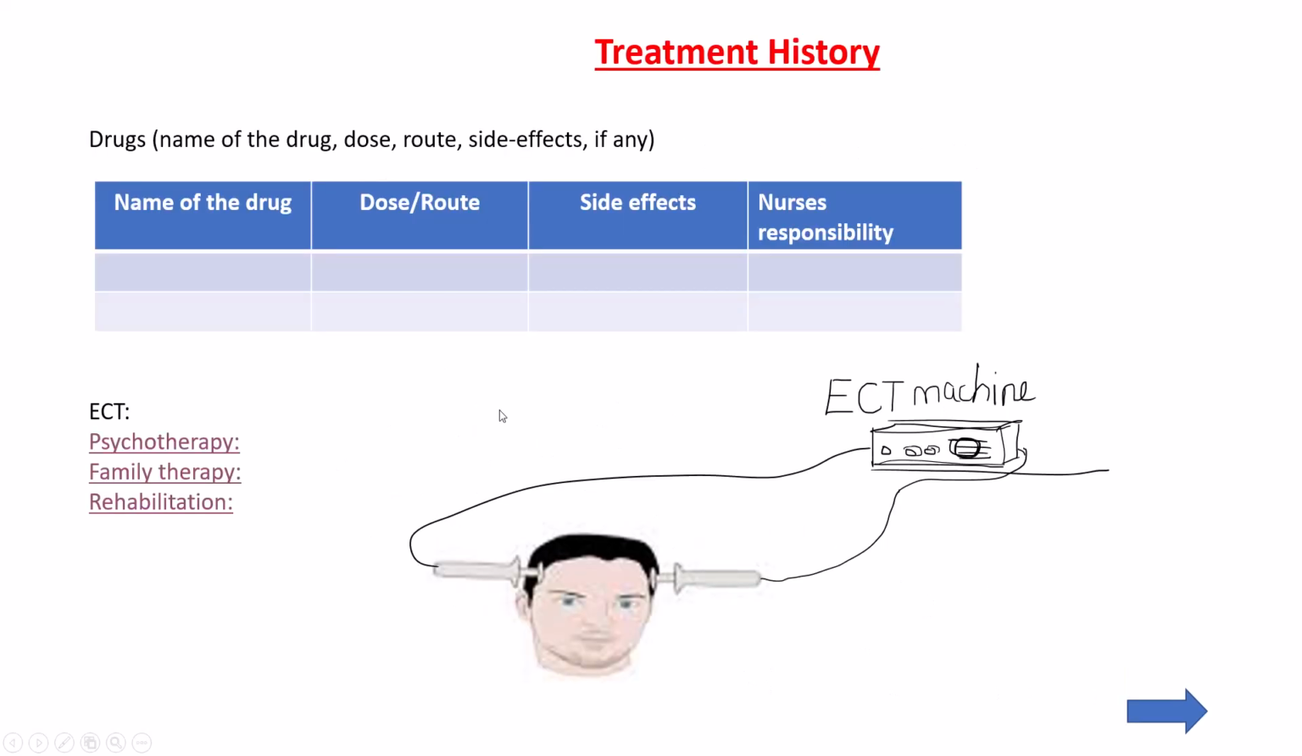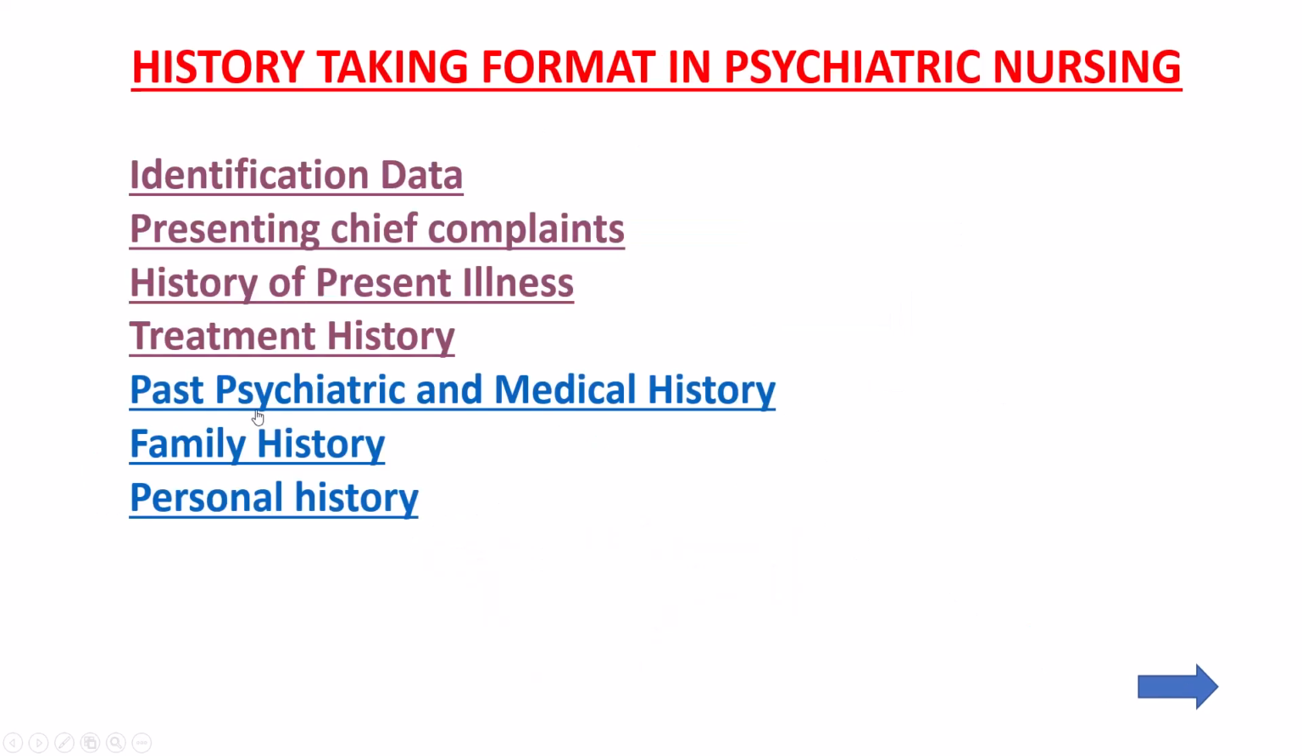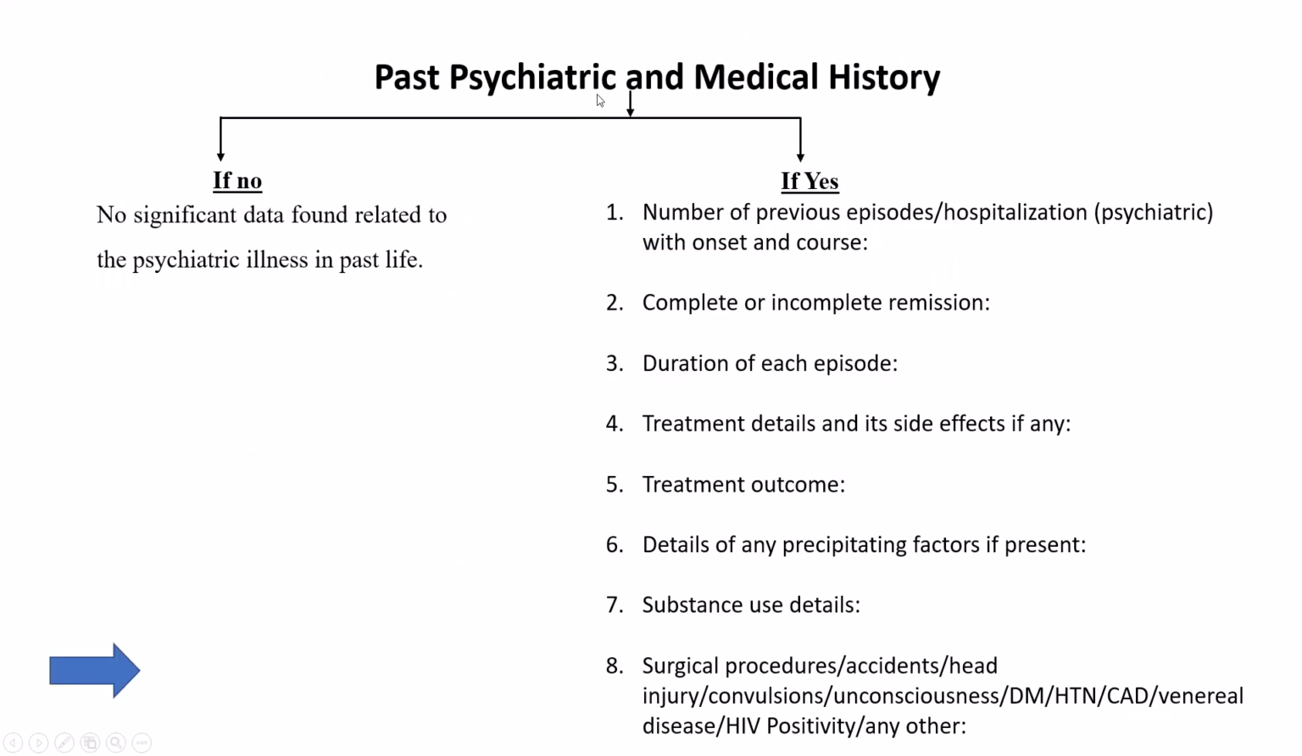And next, treatment history is over. Next is past psychiatric and medical history. Here, if there is no past psychiatric or medical history, we can write that no significant data was found related to psychiatric illness or medical illness in past life. Like that we can write. But if it is there, then we have to write the number of previous episodes, how many times it happened, psychiatric or medical problems, how many times hospitalized in psychiatry, with onset and course.